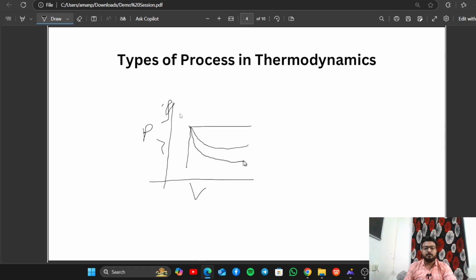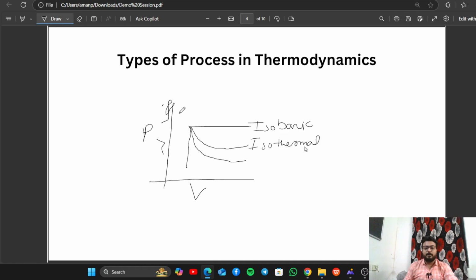So we'll cover the basic ones which are included in our syllabus. This is a straight line, which says that the pressure remains constant, which means it is an isobaric process. And this hyperbolic graph is an isothermal process.